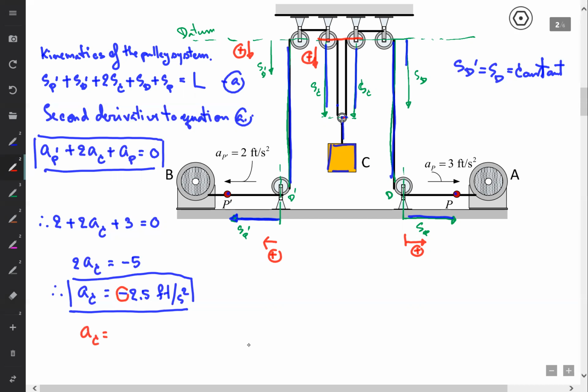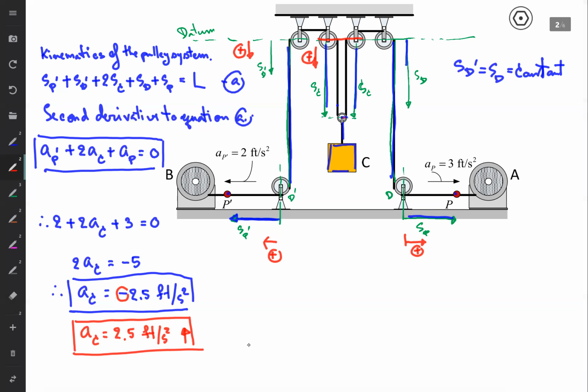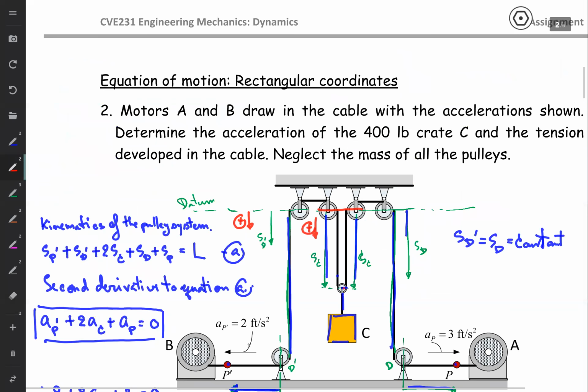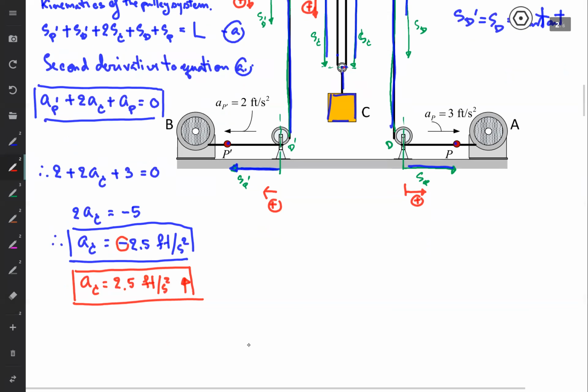So the absolute value, the magnitude of the acceleration, is 2.5 foot per sec square, and it goes up because it's negative. Okay, right now we have the acceleration already. That is the first question: determine the acceleration of the 400 pounds.